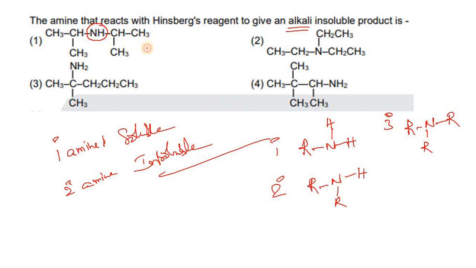This one is secondary, and this one is tertiary, and this one is primary, NH2 primary, and this one also primary. So which one is the correct option? The secondary amine, the first one, is the correct option. Thank you very much.